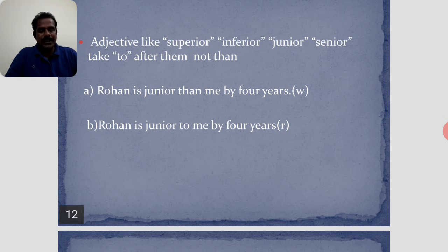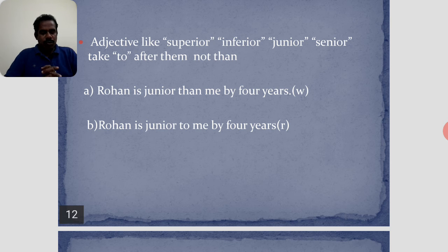Next, Gopi is senior than me by 5 years. After senior, junior, inferior, there takes "to". So Gopi is senior to me by 5 years. The machine is superior than that quality. The machine is superior to that. After superior we have to use "to".